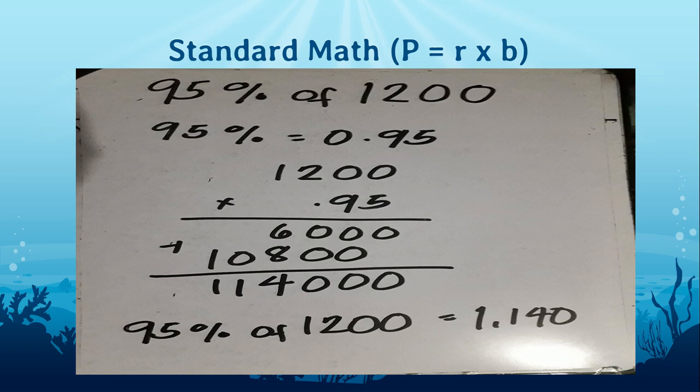And then we need to multiply 9 times 1200, that gives us 10,800. And adding the partial products, we should have 11, oh no, that's 114,000. And of course, counting the number of decimal places from the right, that's 2, since there are 2 digits in our rate, 0.95. So the answer should be 1140.